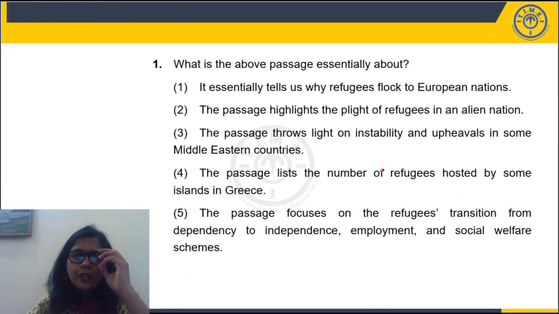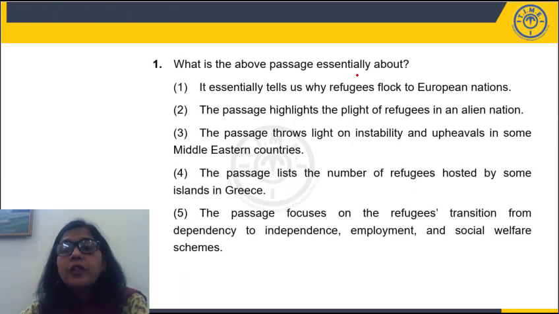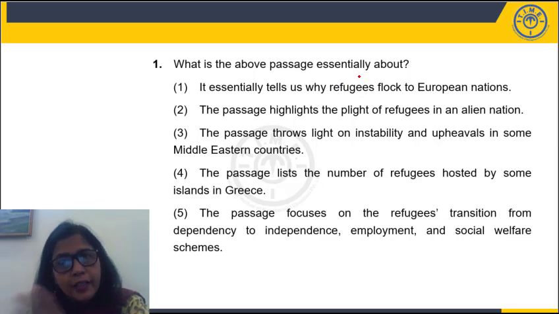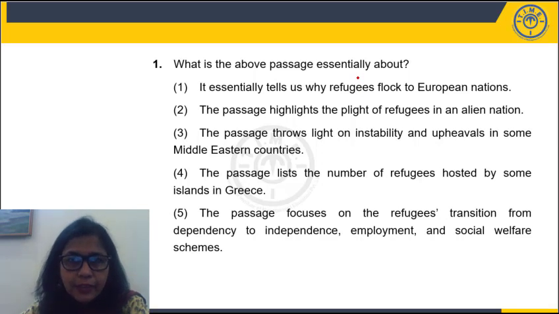So here goes the first question. What is the above passage essentially about? So what is this question about? It is a central idea question then. What is the theme of the passage? What is being discussed in the passage?